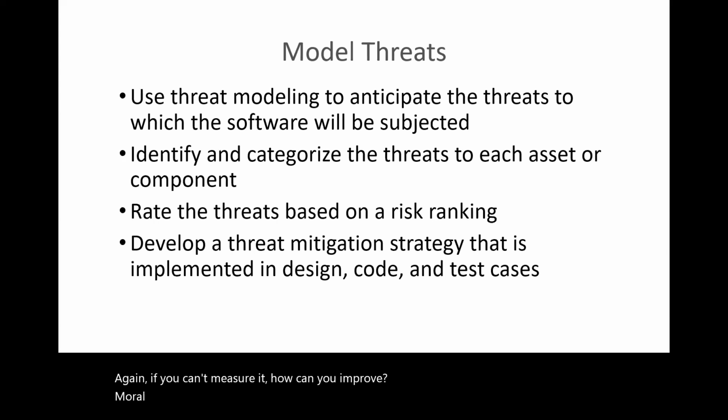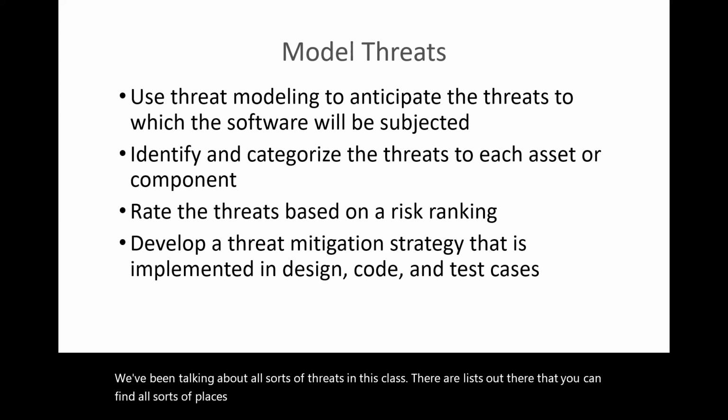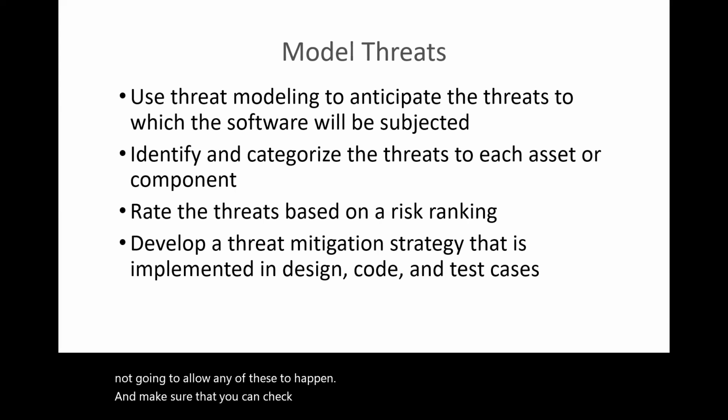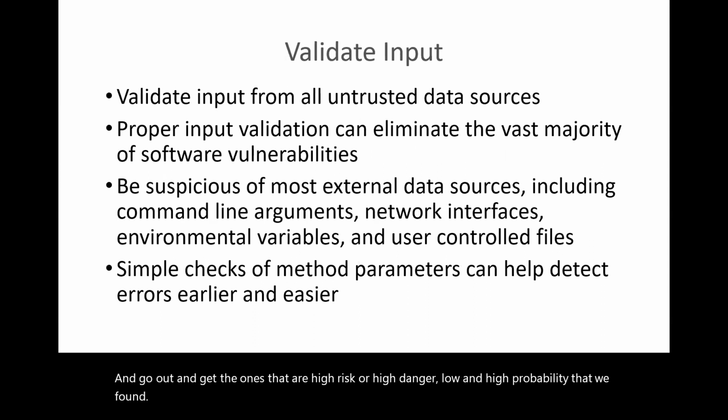Model threats. We've been talking about all sorts of threats in this class. There are lists out there that you can find all sorts of places. CERT, OWASP, all have their list of threats. Go down them and say, we're not going to allow any of these to happen. And make sure that you can check them off and say, this is fixed and that's fixed. And of course, risk. You need to decide how much damage it causes, and what is the probability that that error will occur. And go out and get the ones that are a high risk, or high danger, and high probability to be found.